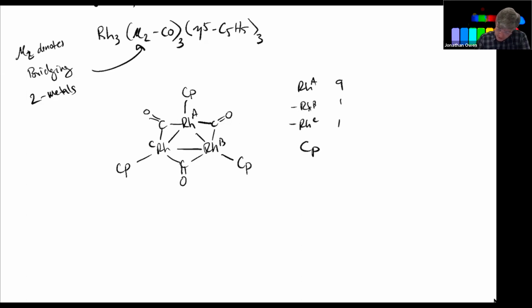Rhodium A has a CP ligand. How many electrons for the CP ligand? 5? Is it 5? 5 electrons, 1 for each. And rhodium A has 2 mu2 COs. Now, how much do those things contribute?